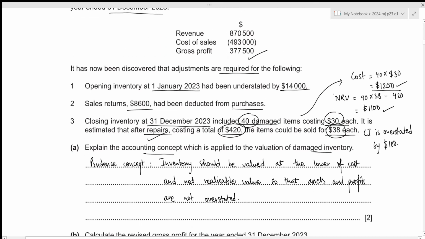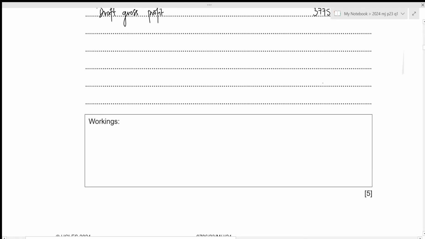Now, let us first rectify the first error. The opening inventory had been understated by 14,000. So we need to add it to the opening inventory. And we know that opening inventory is subtracted as part of the cost of sales in order to get the gross profit. It means that in order to get the gross profit, we always subtract the opening inventory. And in this case as well, we will be subtracting this amount of 14,000 as opening inventory understated. That is all for the first error.